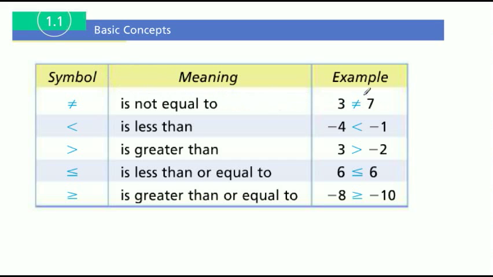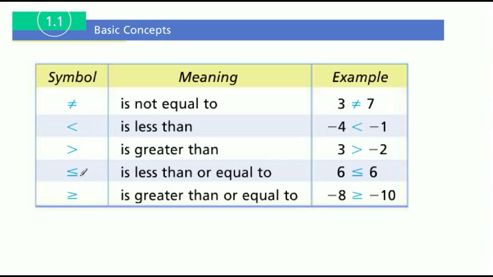Where there's an equal sign with a little line through it, that means they are not equal. So 3 is not equal to 7. Now this is the less than symbol, so -4 is less than -1. This is the greater than symbol, so 3 is greater than -2.